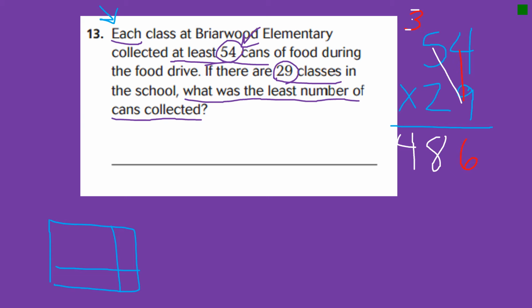Then we say farewell to you, ones place. We are done with you. I'm putting a placeholder of 0 in there, and then you go bye-bye because we already used you. We are going to move over to the tens place now. 2 times 4 is 8. All right, and then we're going to do 2 times 5 is 10.